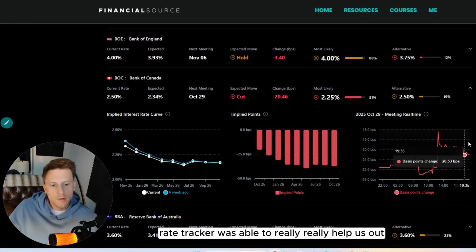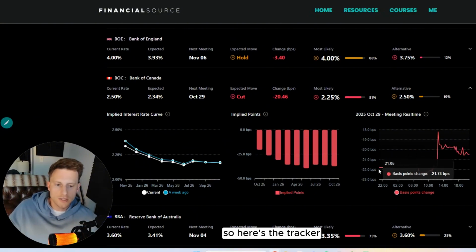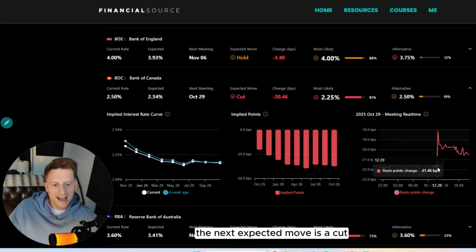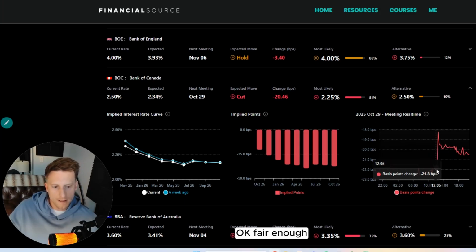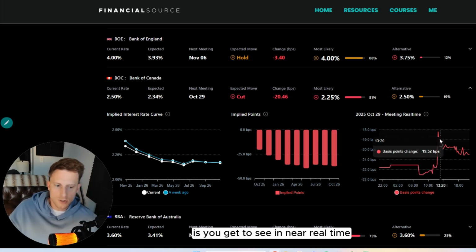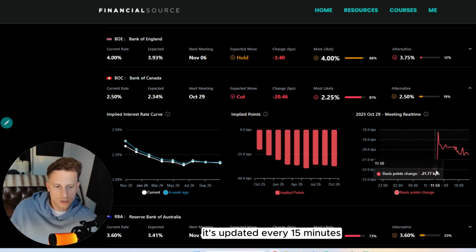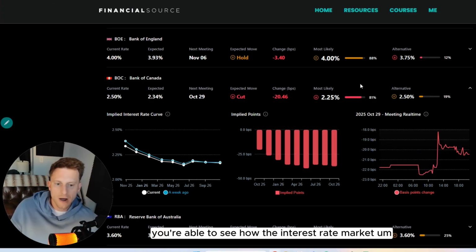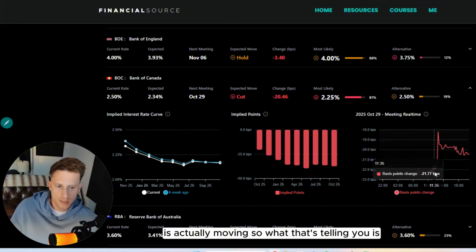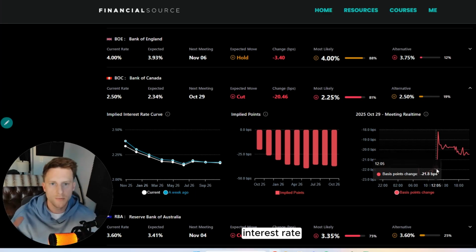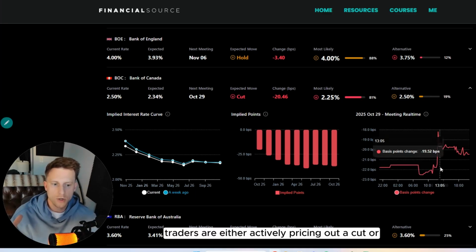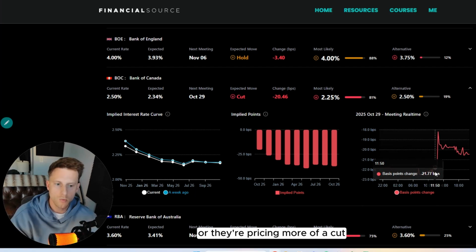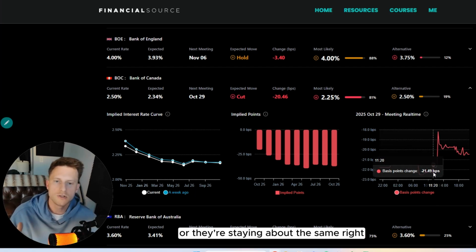Okay, fair enough. But the extra thing you get with this tracker is you get to see in near real time, it's updated every 15 minutes, how the interest rate market is actually moving. So that's telling you interest rate traders are either actively pricing out a cut, or pricing more of a cut, or staying about the same, right? And so this is like a secondary market, intermarket analysis, where you can look at another market and say, okay, how significant do these traders think this event actually was?